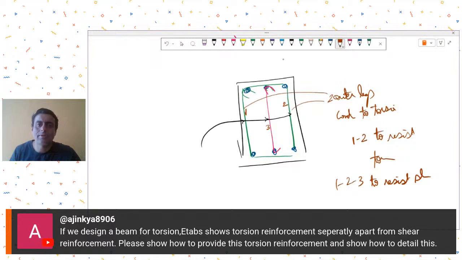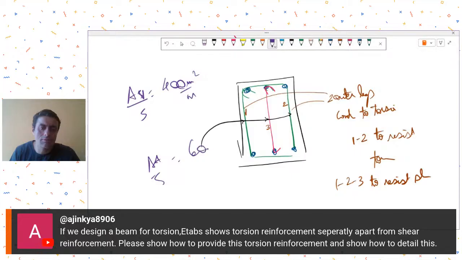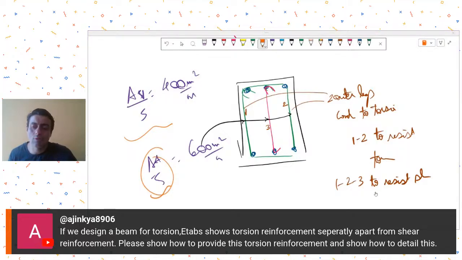Okay. So basically I am trying to tell you that let's say you get your shear reinforcement as some 400 mm square per meter, and the torsional reinforcement you are getting some 600 mm square per meter. First of all, in the Indian code, I don't think they give a separate torsion reinforcement. That is only given in case of ACI. Please understand, only ACI gives you additional torsion reinforcement separately.